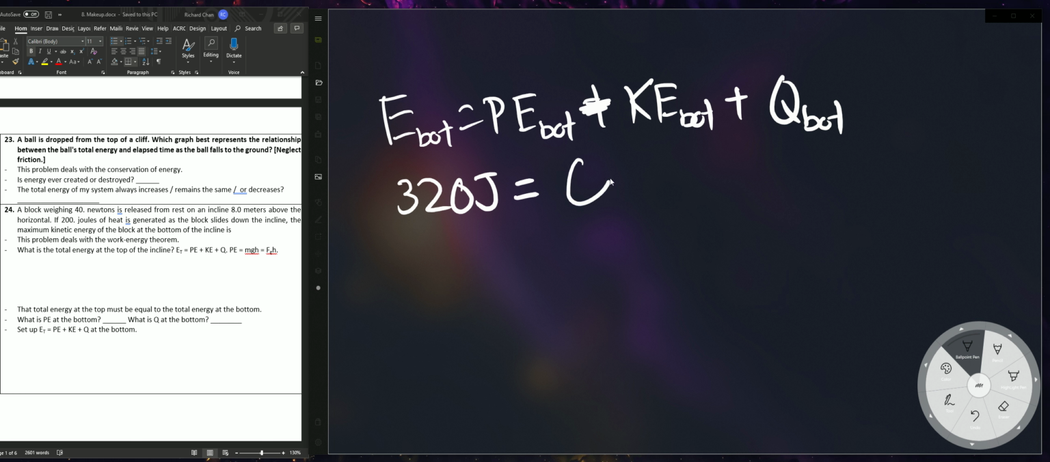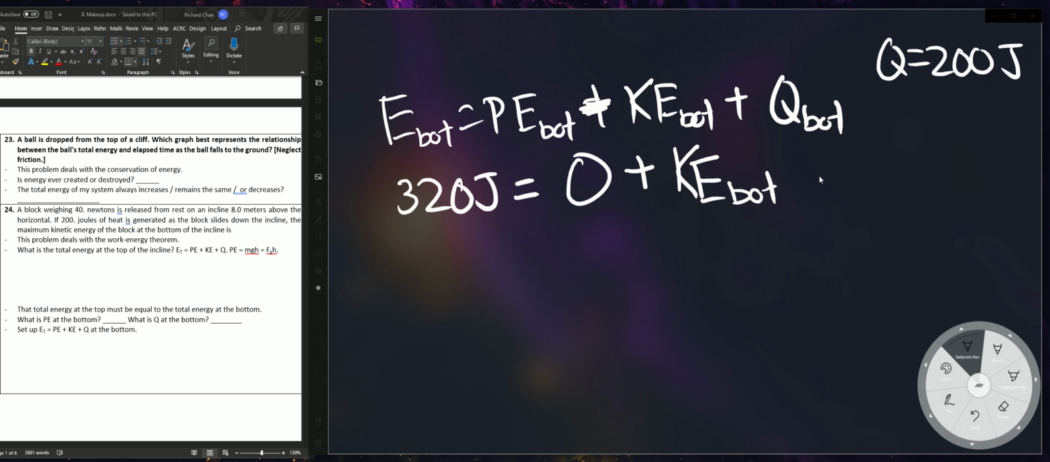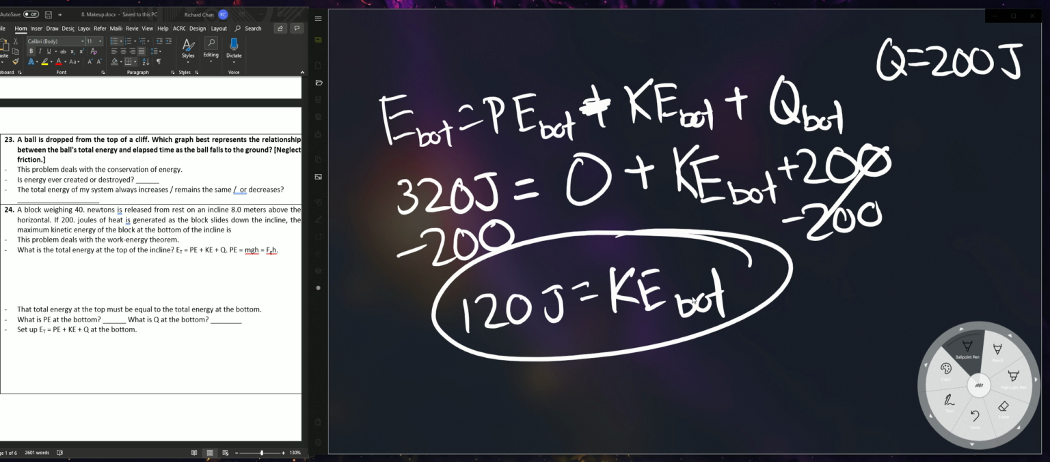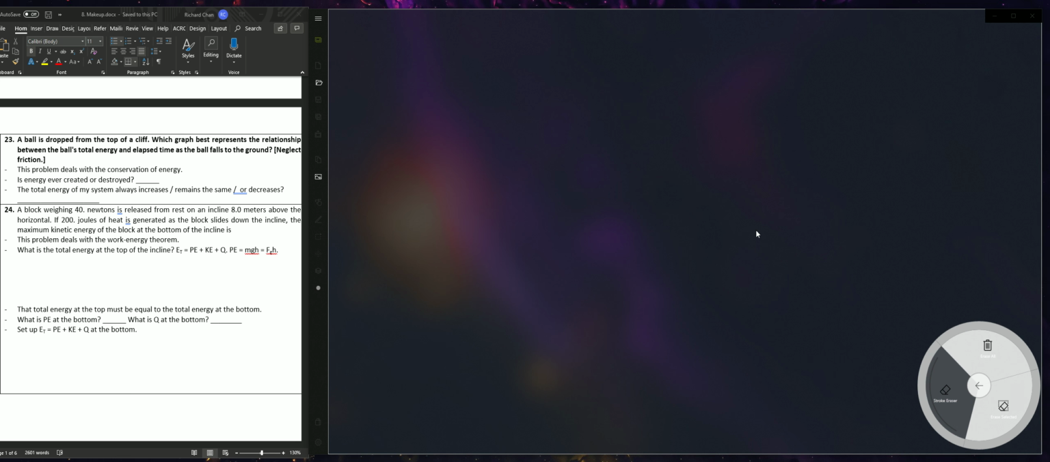Your potential energy at the bottom is 0. Guess what? Your height is 0, so your potential energy must be 0 as well. And we want to figure out what our kinetic energy at the bottom is. And so we know our Q at the bottom, right? It tells us in the problem your total energy lost is 200 joules as it slides down. So minus 200. We want to solve for KE: 120 joules is equal to KE at the bottom. All right, so that's our answer. Our kinetic energy at the bottom is 120 joules. Hopefully that helped.